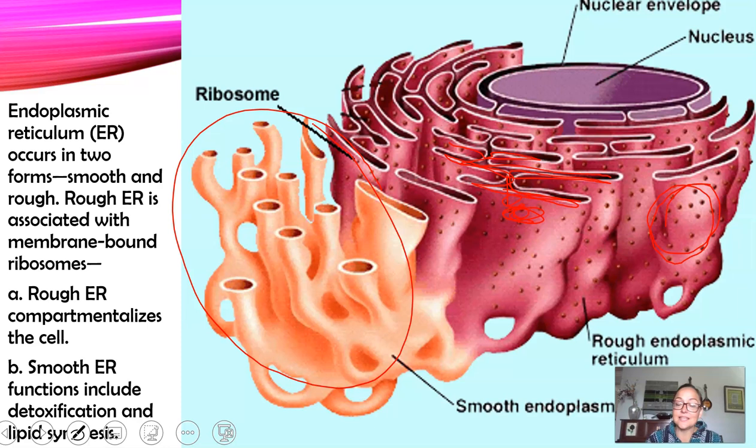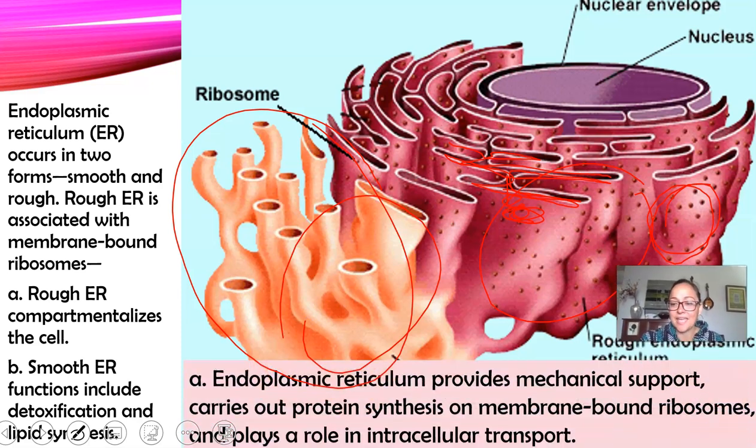The smooth ER synthesizes lipids, but it also detoxifies our cells. If you take in alcohol or some other kind of toxin, it'll be enzymes located within the smooth ER that will detoxify your body. It's kind of cool that if you think deeply, it's the rough ER and the smooth ER that work together to make the building blocks of our cell membranes. So the endoplasmic reticulum provides mechanical support and carries out protein synthesis on membrane-bound ribosomes and plays a role in intracellular transport.